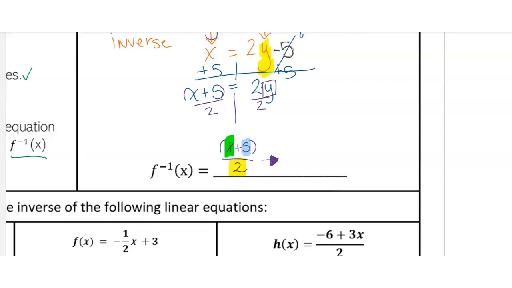So in this case, we have x, that's the first term in the numerator, divided by 2. And then the second term in my numerator is 5, and we're going to also divide that by 2. That's going to help us with our y-intercept and our slope when we get to graphing.